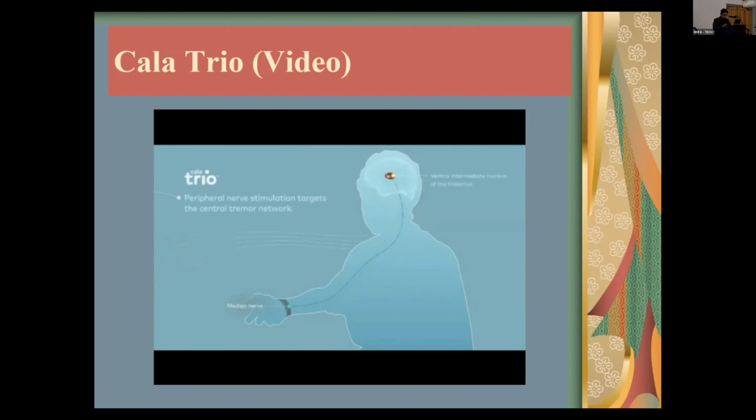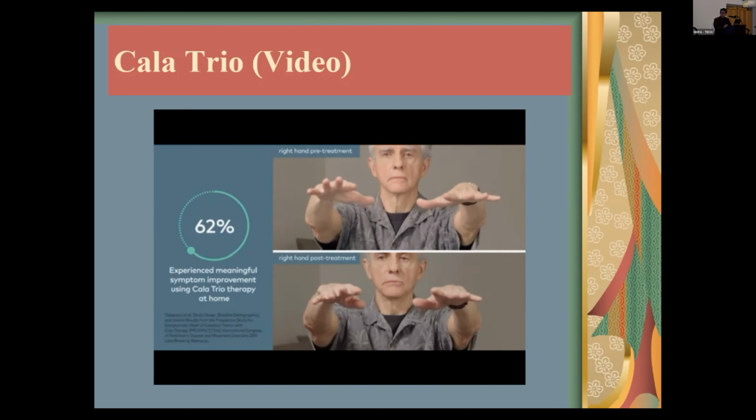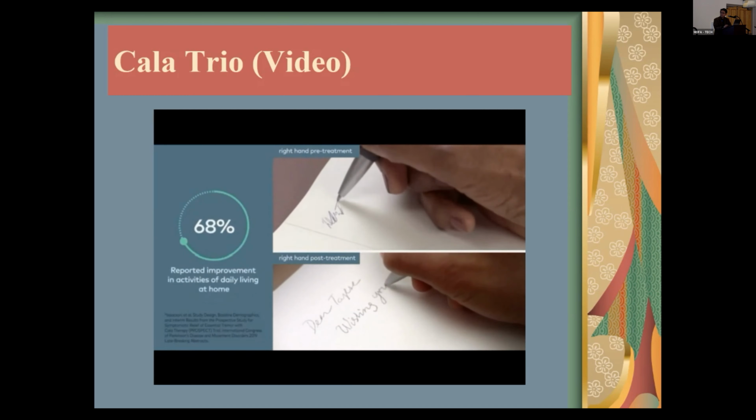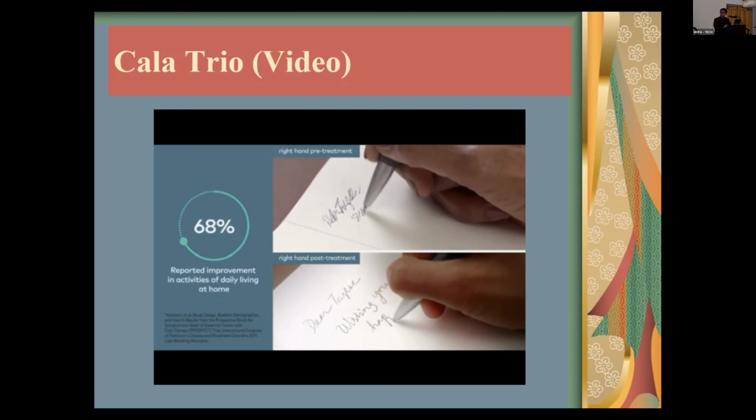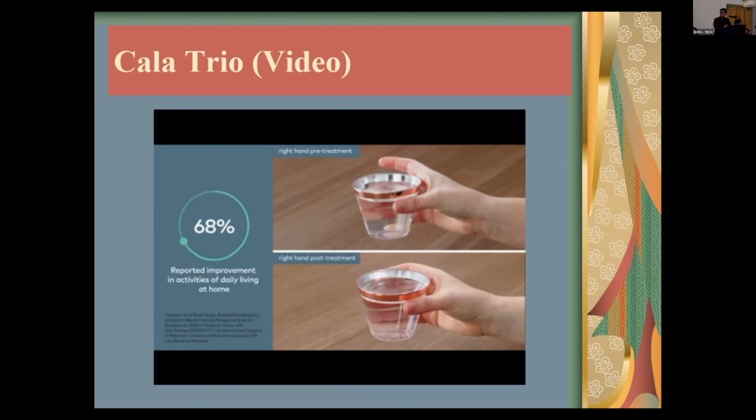Surface stimulation is delivered to the median and radial nerves, disrupting the pathological tremor frequency signals. This effectively addresses the variability of your patient's condition, resulting in a meaningful reduction of the tremor for a period of time. Symptom improvement using Cala Trio therapy at home: 68% of users reported improvement in activities of daily living, most notably in handwriting, holding a cup, and using a spoon.